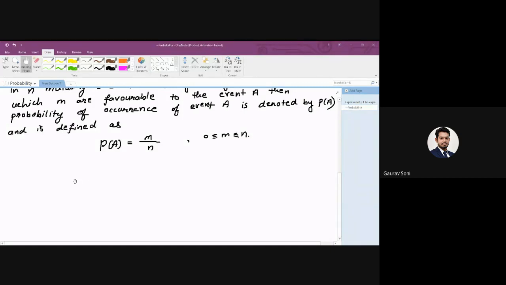Remark one: 0 is less than or equal to P of A is less than or equal to 1. So the probability of an event always lies between 0 and 1. Only real values.